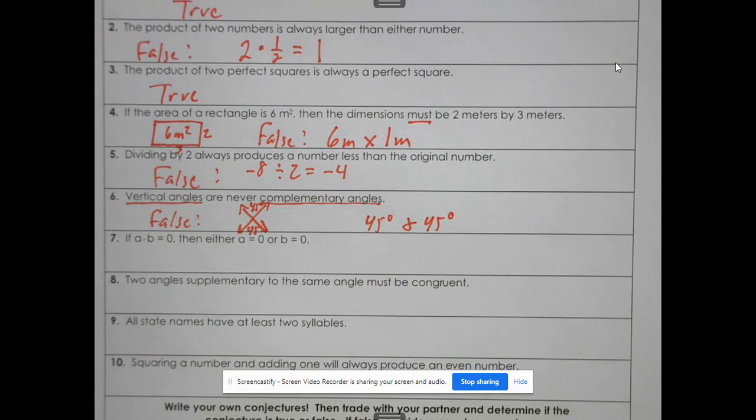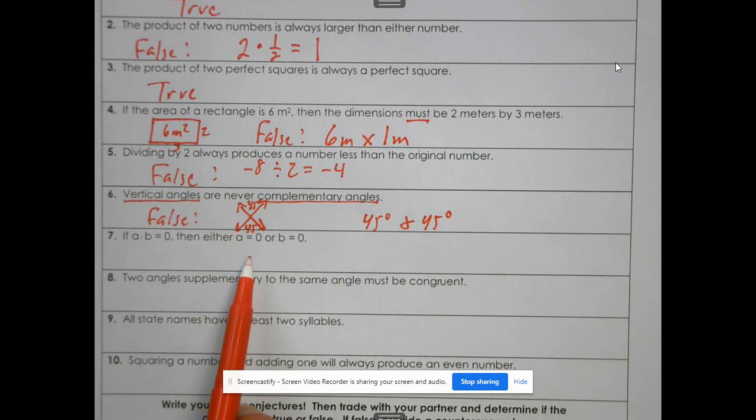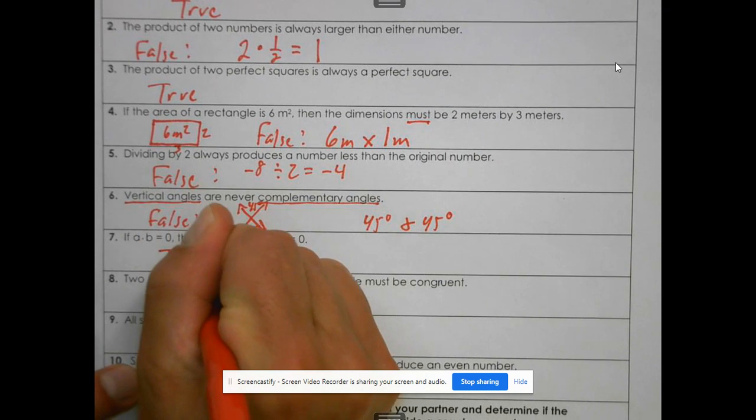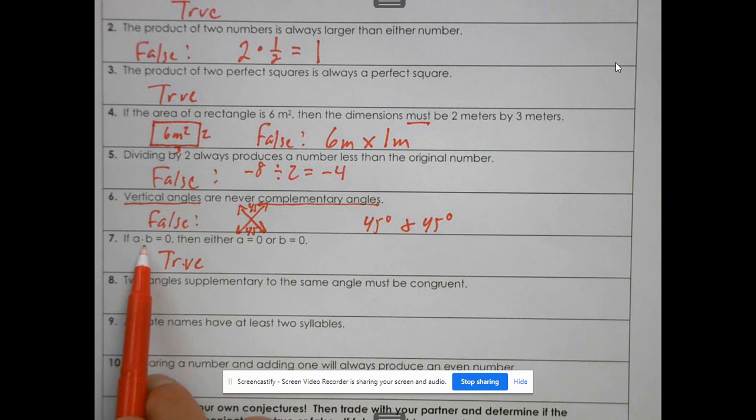Number 7. If A times B equals 0, then either A has to equal 0 or B has to equal 0. Yeah, you bet, guys. That's true. If you multiply anything by 0, you're going to get 0 back. So one of these numbers has to be 0 for that to be true.